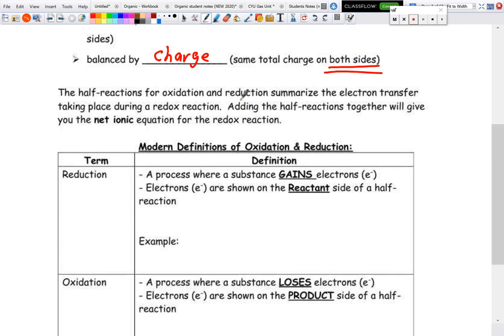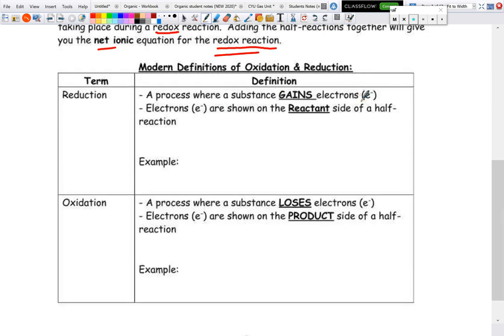Half reactions for oxidation and reduction summarize the electron transfer taking place during a redox reaction. And redox is just the term that we use for the reduction and oxidation half reactions getting added together. Adding half reactions together gives us the net ionic or our redox reaction. What we have is reduction, the first one we're going to look at. Reduction is where a substance gains electrons. So electrons are shown on the reactant side of a half reaction.